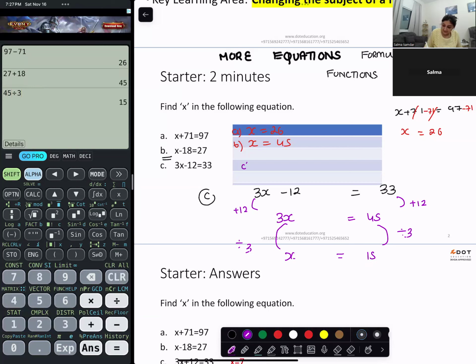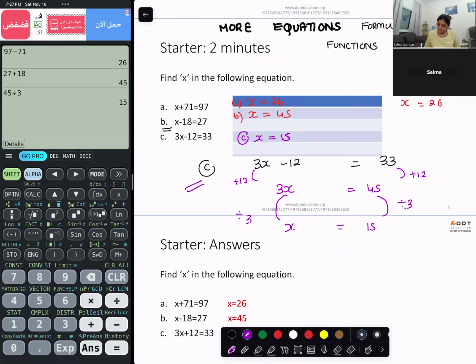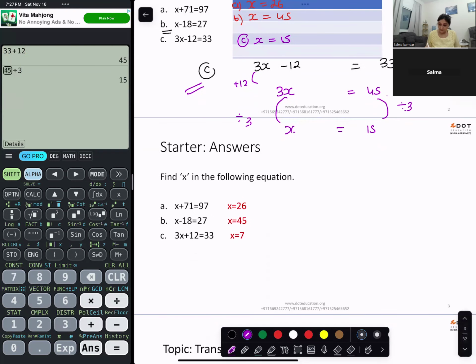Let's go ahead. Oh, x is equal to 7? 33 plus 12 is 45. 45 divided by 3, x is equal to 15. This is not x equal to 7. It is x equal to 15.